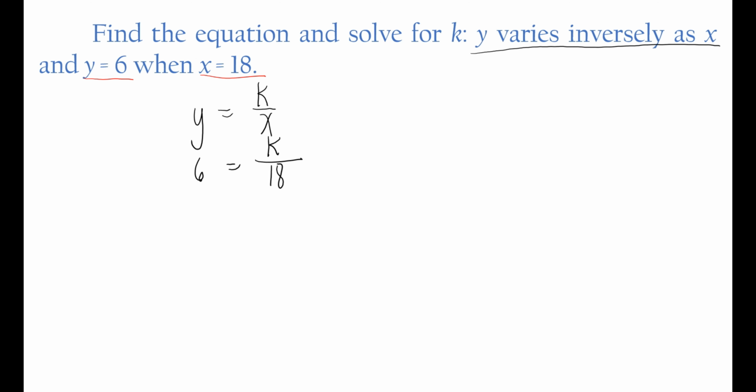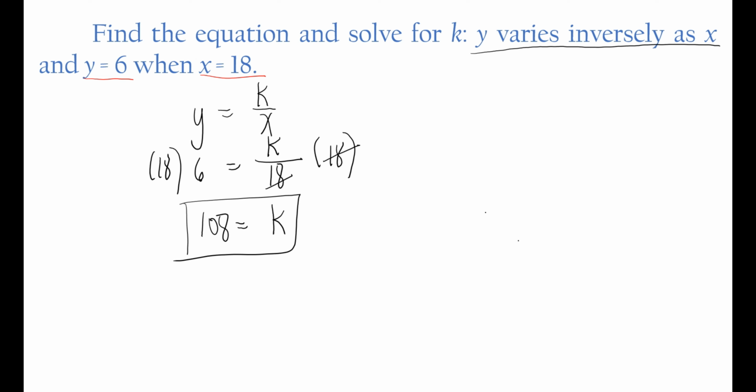To do that, we have to multiply 18 to both sides of the equation and then simplify. We may cancel this out. k will remain, and then we have to solve for the product of 18 and 6, and that is equal to 108. Therefore, our constant of variation, which is k, is equal to 108.